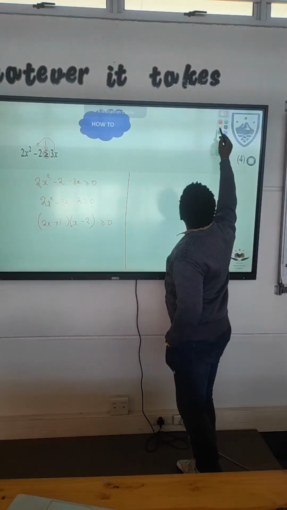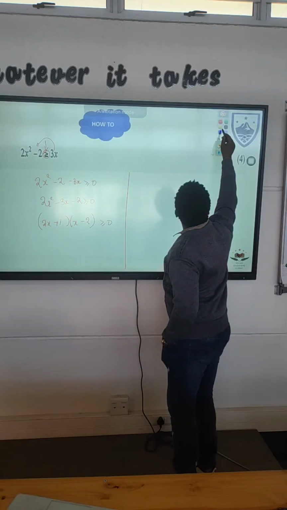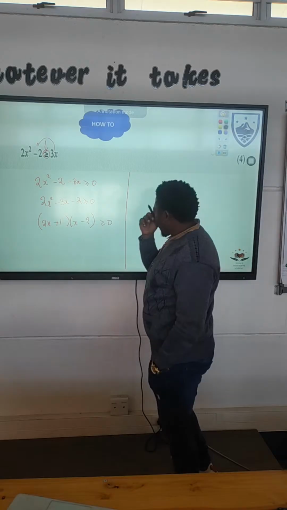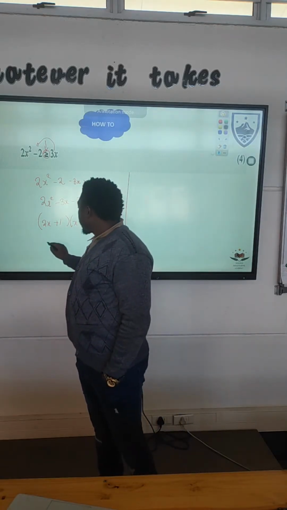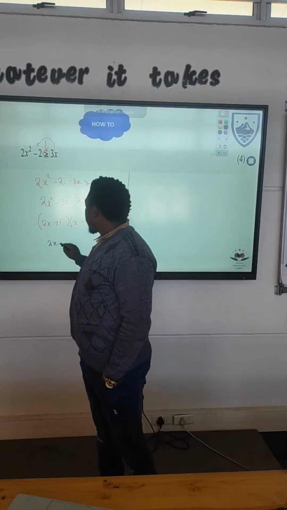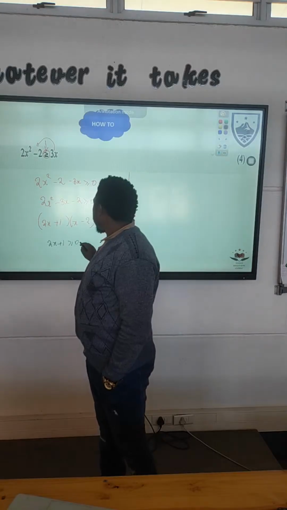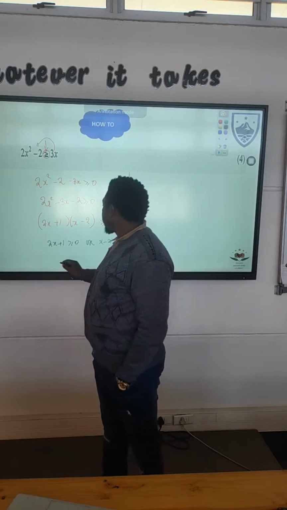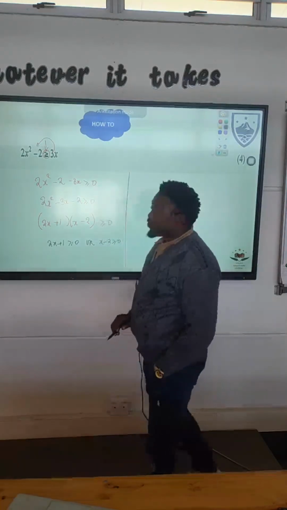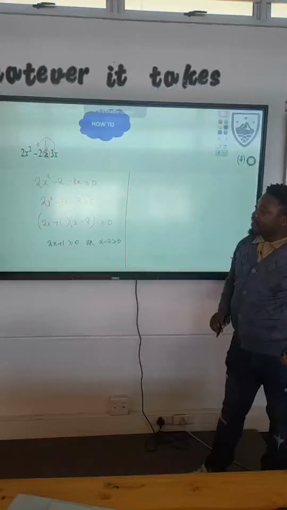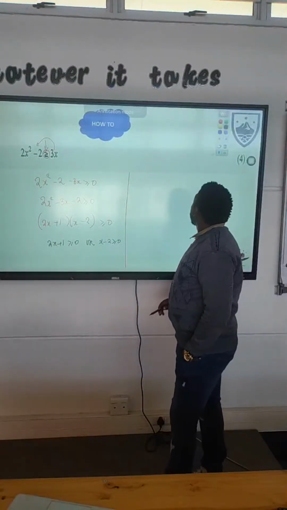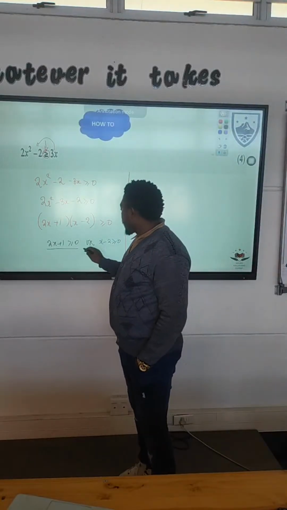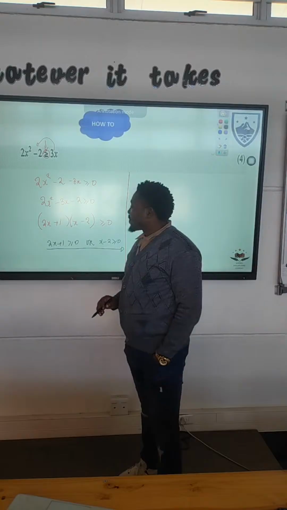I'm going to erase it. You're not supposed to do this. When you get to this step, let me just write it in blank. You can't do this now. 2x plus 1 must be greater than 0, or x minus 2 must be greater than 0. I don't want you to do that because we're dealing with the signs there, because it's greater than or equals to 0. So this will be a serious misconception.